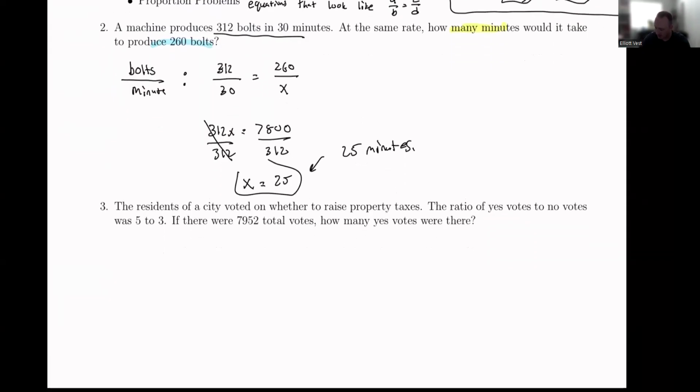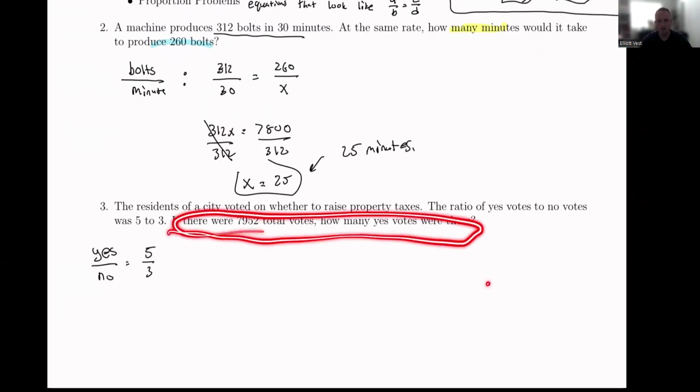I can have yes votes to no votes, and that would be 5-3. 5 yes votes per every 3 no votes. Just like 312 volts per every 30 minutes, I can do the same problem here. Here's where things get a little weird. If there were a total of, I don't have any yes votes or no votes here. I have a total amount.